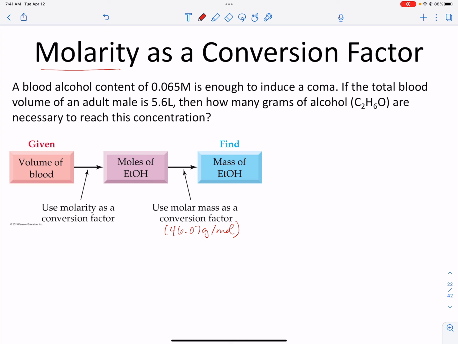So this problem says a blood alcohol content of 0.065 molar is enough to induce a coma. And the total blood volume of an adult male is, on average, 5.6 liters. How many grams of alcohol are necessary to reach this concentration, right? And this would be just pure 100% alcohol. Obviously, people aren't just drinking pure 100% alcohol. So to actually make this more relevant, you would have to figure out what percentage of alcohol a particular drink is, like if you're drinking a particular kind of drink. And then you'd also have to factor that in, which we're not doing here, but that's okay.